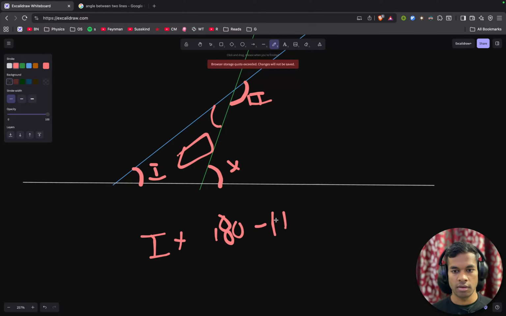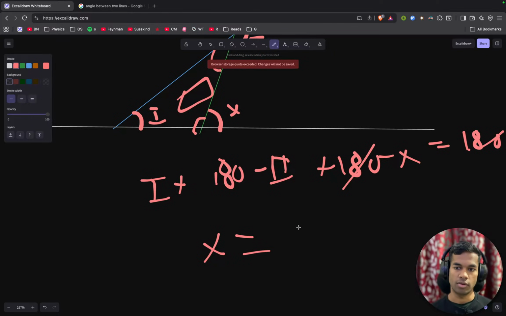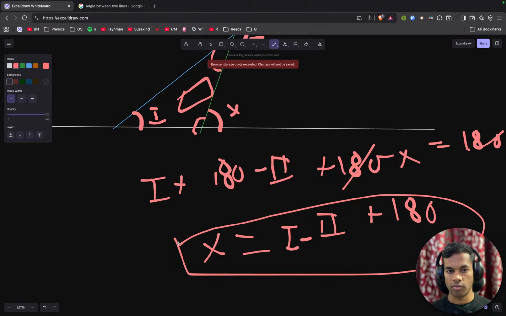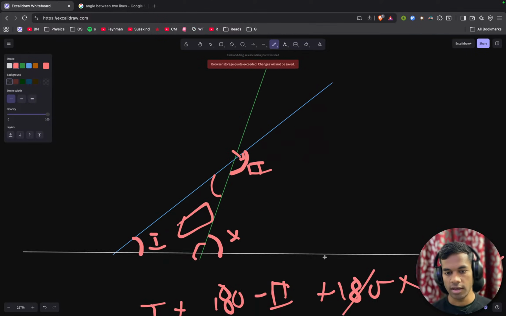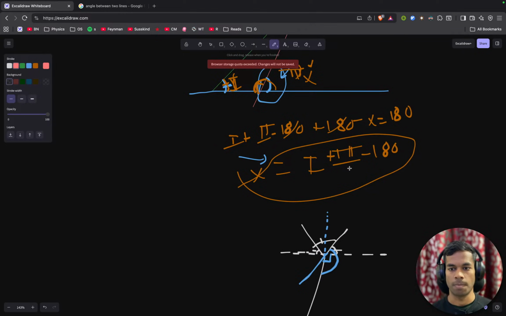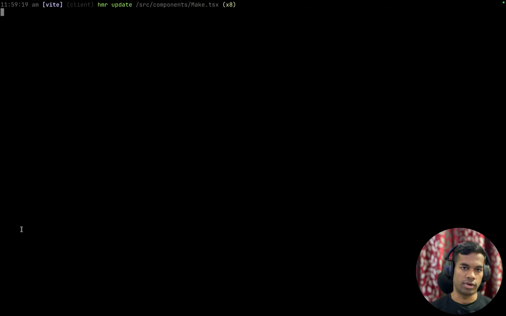180 minus angle number 2, and this angle would be 180 minus x. 180 minus x equals 180. X would finally be equal to angle number 1 minus angle number 2 plus 180. This is the formula when the second angle is smaller than 180, but if the angle is greater than 180, then this is the formula. We just have to take the modulus of this part: second angle minus 180.